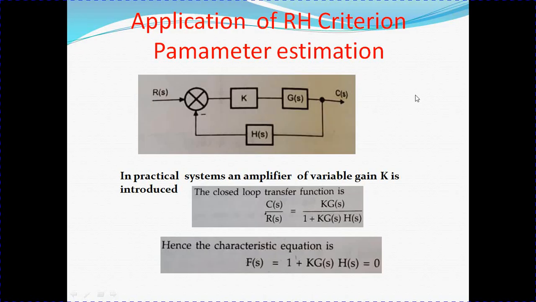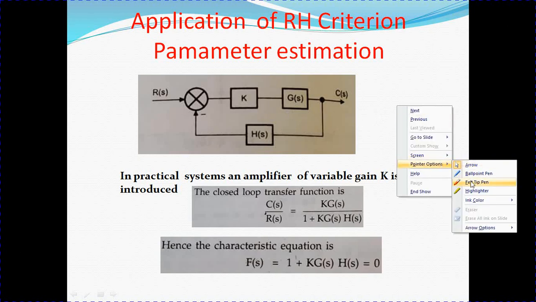Now we are going to study the application of Routh's criteria for parameter estimation. In this diagram you can see a closed loop system with R(s) as the input and C(s) as the output. G(s) is the forward path transfer function and H(s) is the reverse path or feedback path transfer function. So the closed loop transfer function is given by C(s)/R(s) = G(s) divided by 1 plus G(s) into H(s).